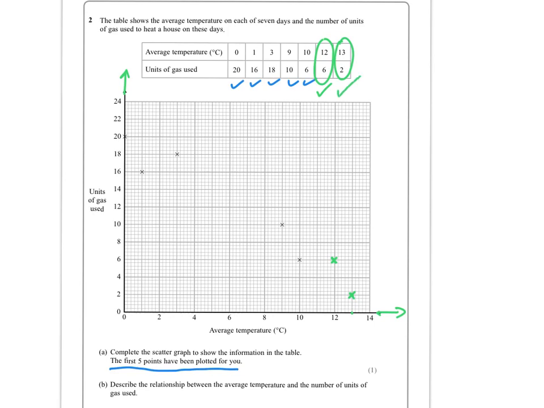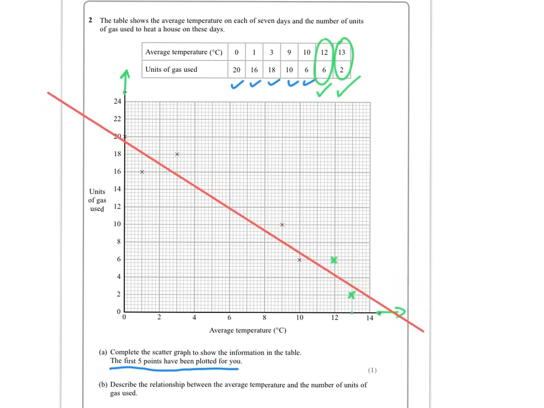Then it says, describe the relationship between the average temperature and the number of units of gas used. Well, first of all, what you need to do in this situation is to draw a line which shows the trend. Now, you can see generally the trend here is going like so. But what you want to do is, first you want to get a line drawn. So we'll do that first. And what we want to do with the line is, we want to make sure that the line shows the trend as best as possible. So you don't want it necessarily like this, although that is a downward trend.